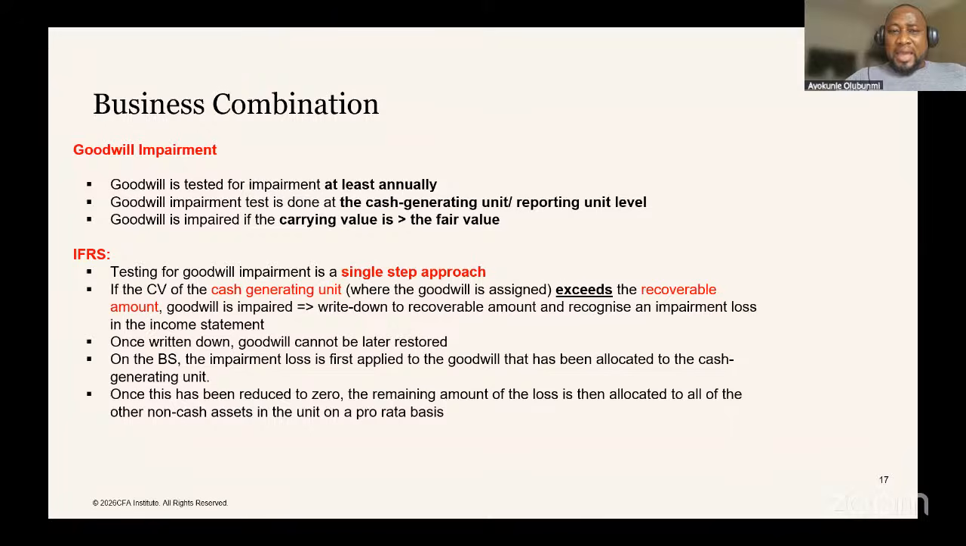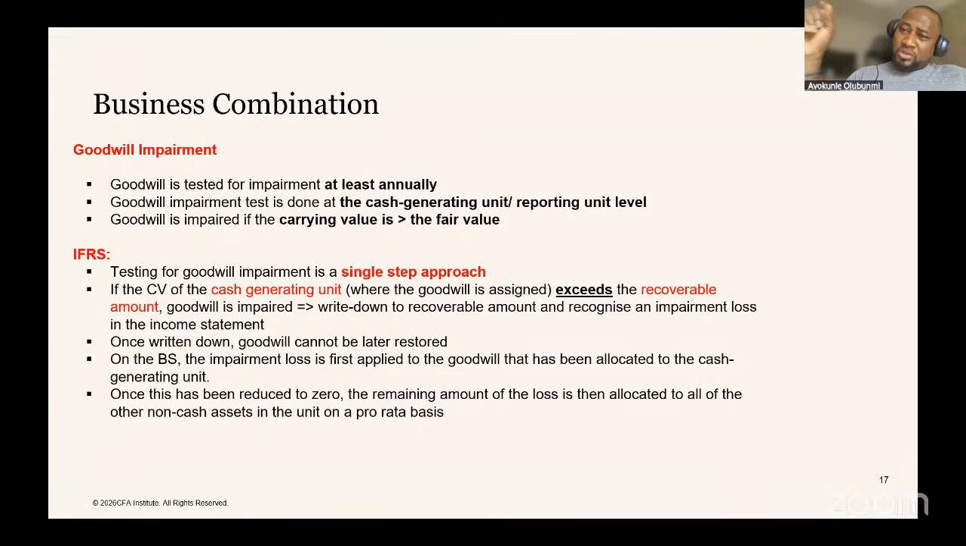However, the way we test goodwill for impairments under IFRS is slightly different from how we test it under US GAAP. Under IFRS, it is a single step approach. And please note, under IFRS, at that division level, we call them cash generating units.